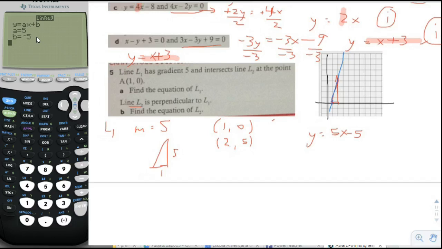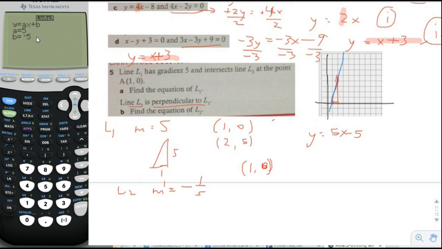The next one, the line L2 is perpendicular to L1. Okay, so for L2, the slope is equal to the negative inverse of the original slope. So this new slope is going to be negative 1/5, because it's perpendicular to the slope m equals 5. And now we're going to find the equation of L2, which goes through the exact same point. So one of the points for L2 is (1, 0).